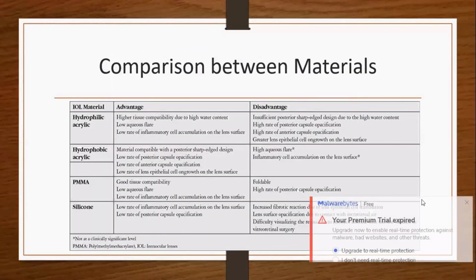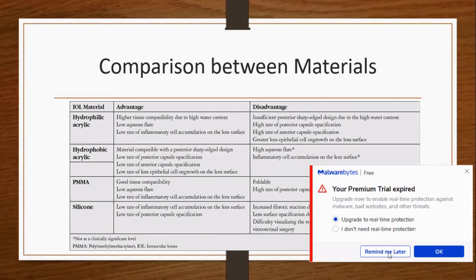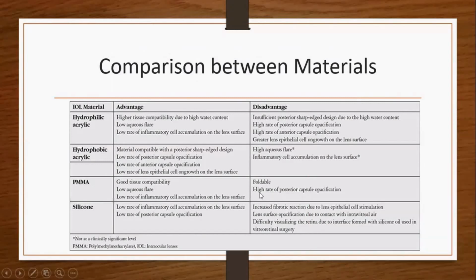On material, I'm telling about the important advantages and disadvantages. Mostly the IOL material is hydrophilic or hydrophobic. Nowadays PMMA material or silicone material they are not using, because they have a high rate of inflammation and also posterior capsule opacification. The PCO rate is very high in PMMA material.